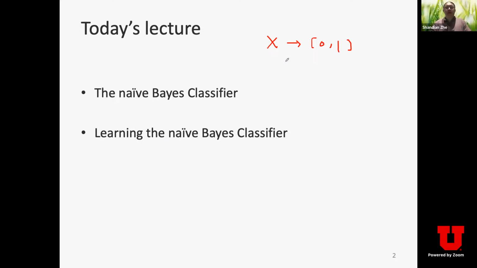Today we're going to talk about another instance, called the naive Bayes classifier. We're going to first introduce the definition or formulation of naive Bayes, and then talk about how to learn naive Bayes classifiers. We will only give the details about maximum likelihood estimation. If you want to do MAP estimation, it is a straightforward extension. Okay, so the naive Bayes classifier.